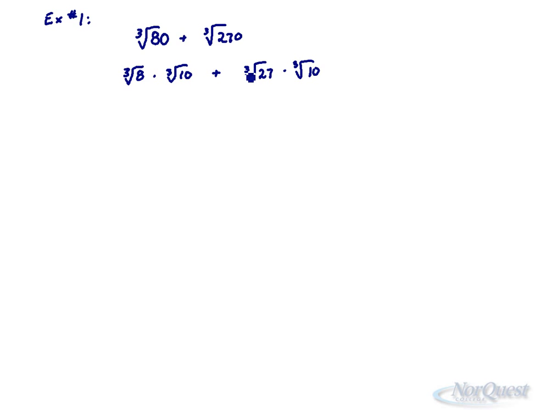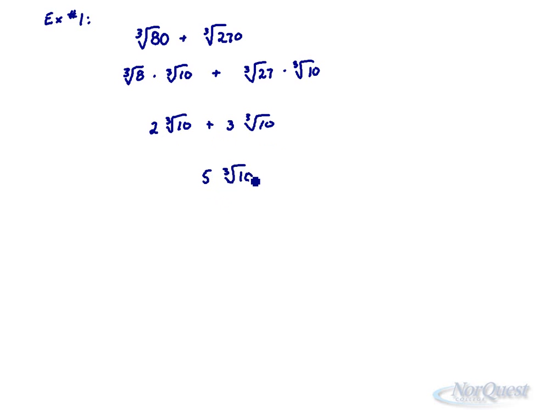Well, the cube root of 8 is 2. So this is 2 cube root 10 plus cube root of 27 is 3 cube root 10. Now that they're like terms, we can add coefficients. 2 plus 3 gives us 5 cube root 10.